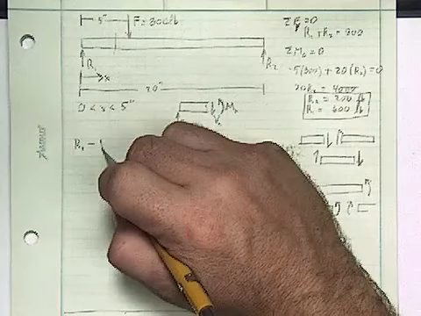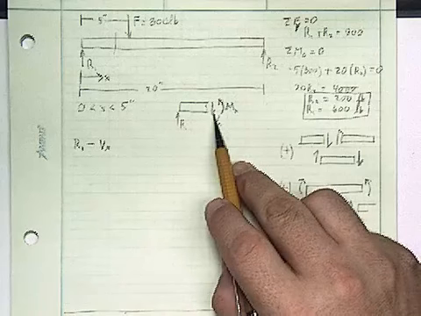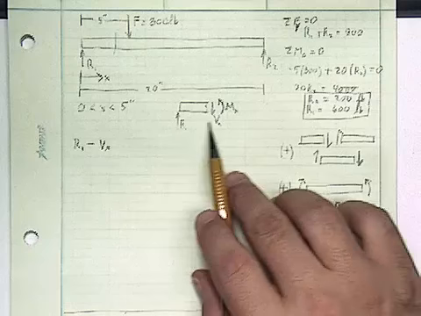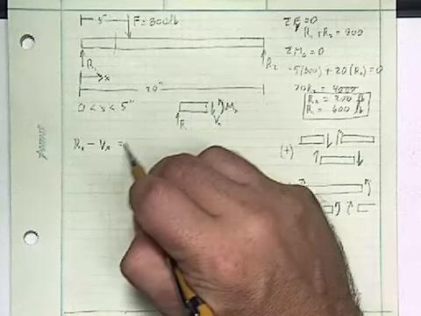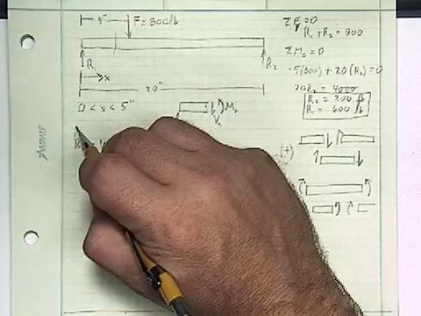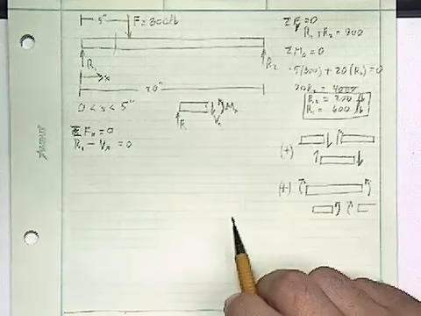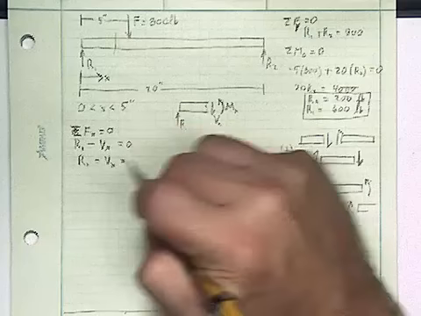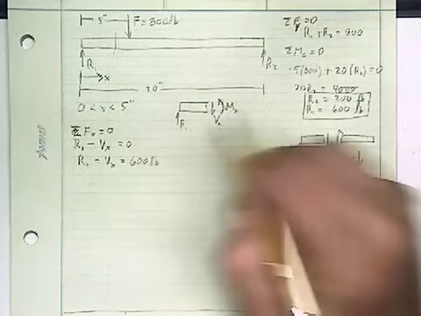minus Vx. So keep in mind, this is the positive sign convention, but when I do my free body analysis, I'm going to just treat it like a normal force, and pointing down is negative direction. So this is equal to 0. This is my sum of the forces in the x direction is equal to 0. Okay, so R1 is equal to Vx, which is equal to, from up above, 600 pounds.